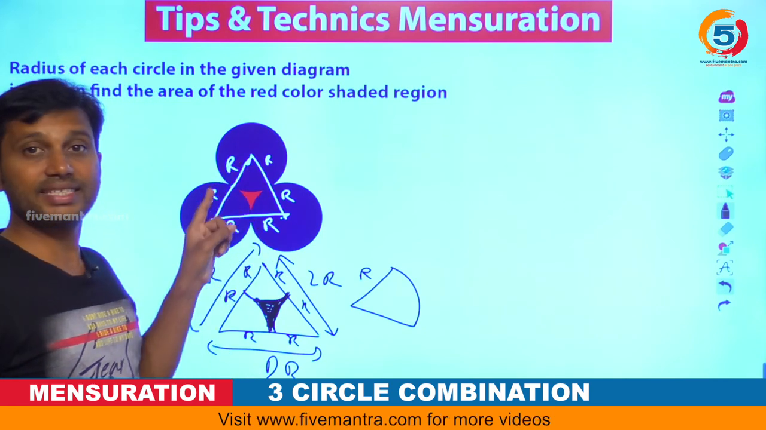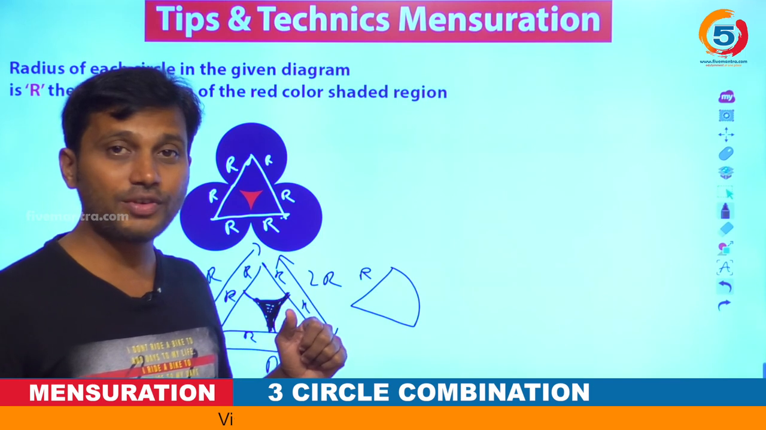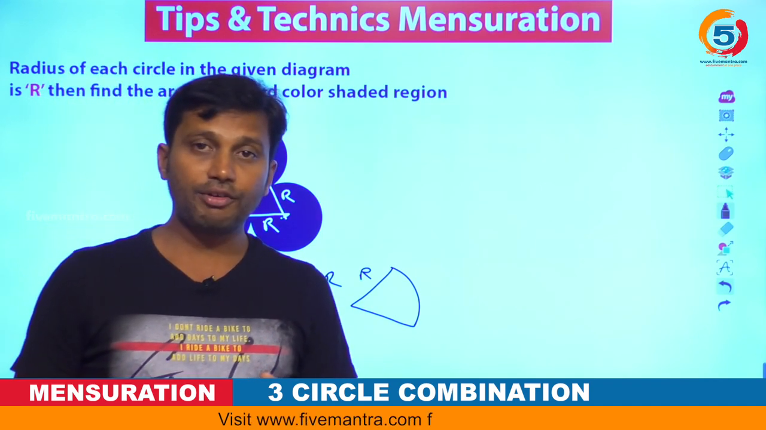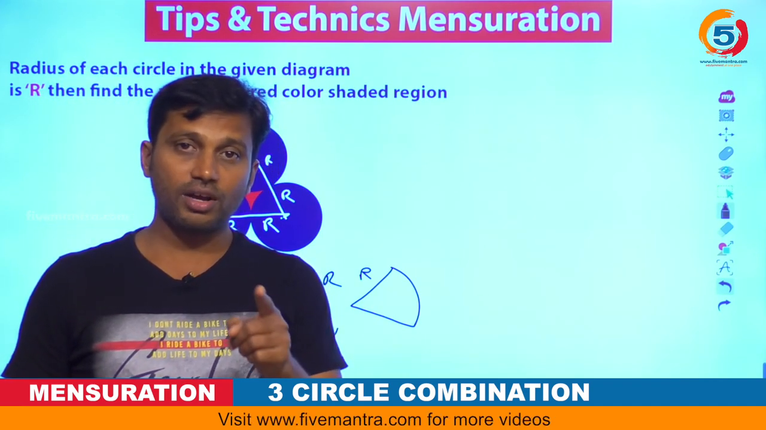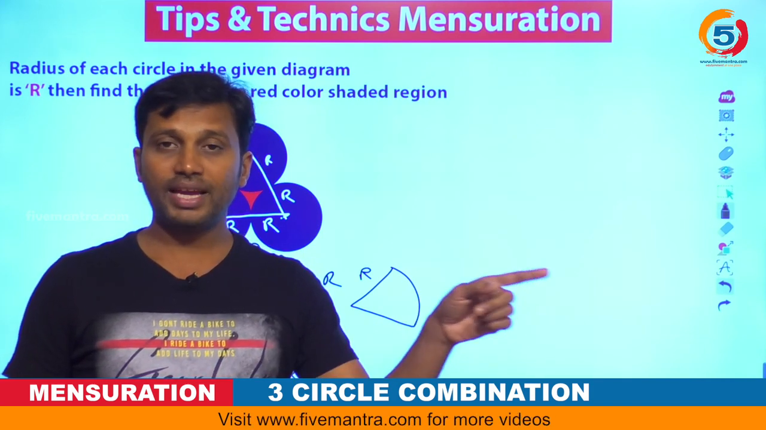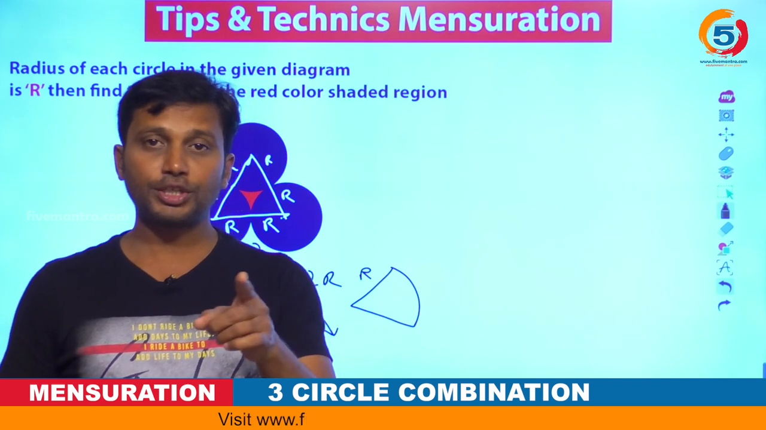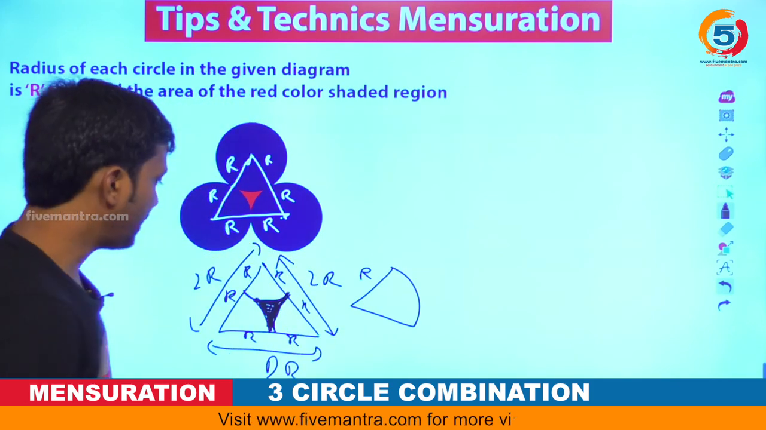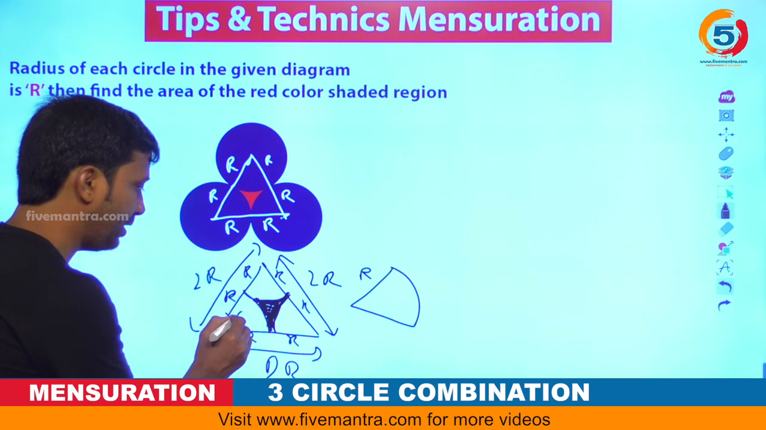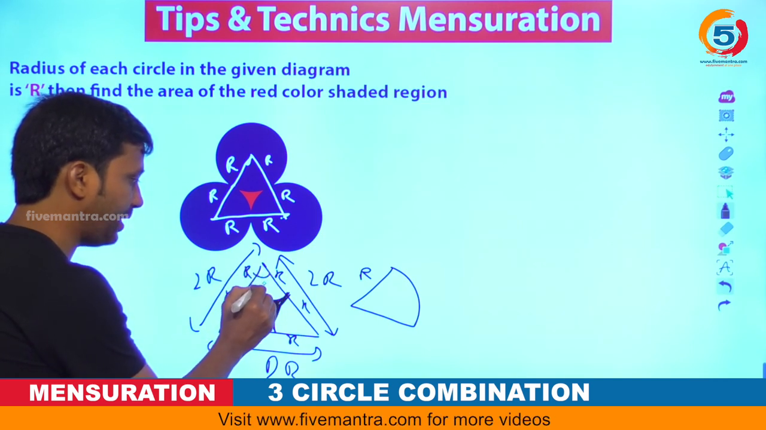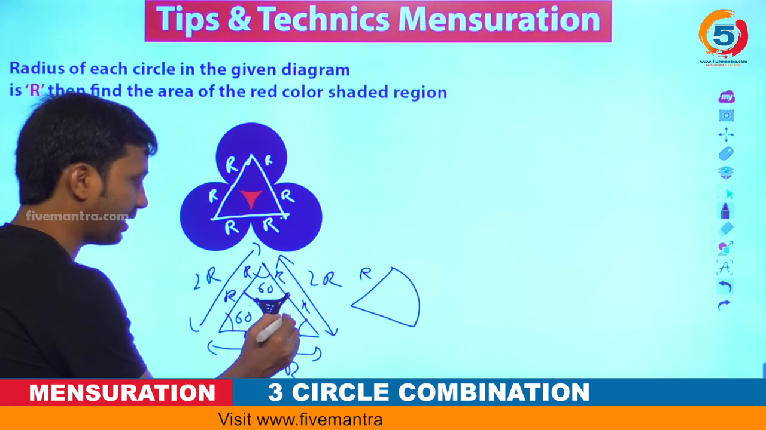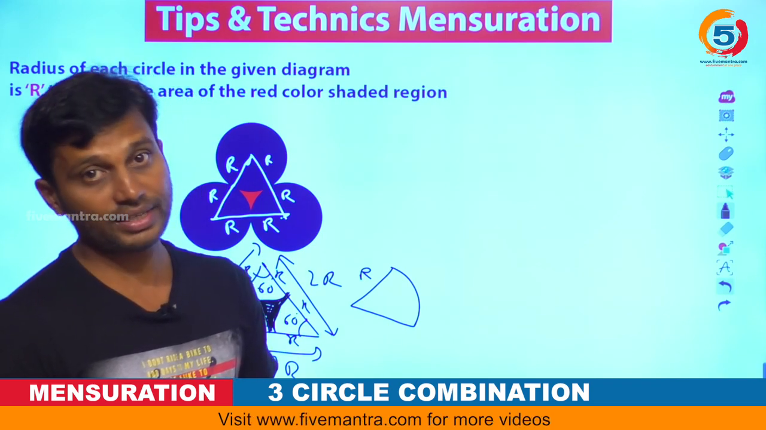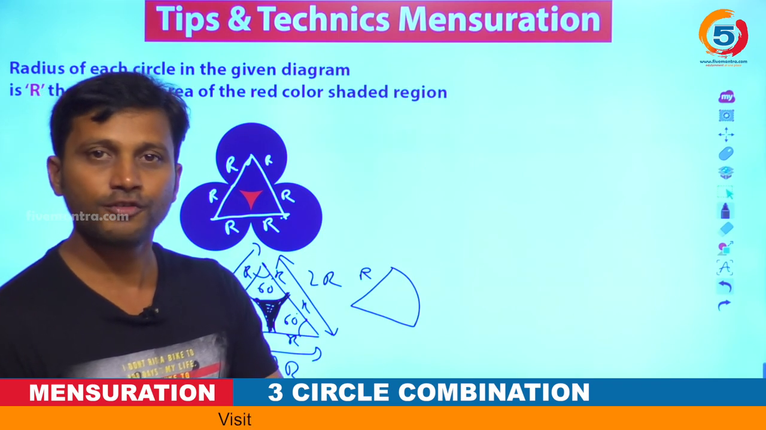As we said, this triangle is equilateral. What is each angle of an equilateral triangle? From the basic properties of geometry, we might have studied that in an equilateral triangle, all the sides are equal as well as all the angles. The sum of the angles is 180, which is distributed equally into three parts, so each angle would be 60, 60, 60. So this angle is 60, this angle is 60, and this angle is 60. Now we have the angle and radius of the sector, so we can find the area of the sectors.